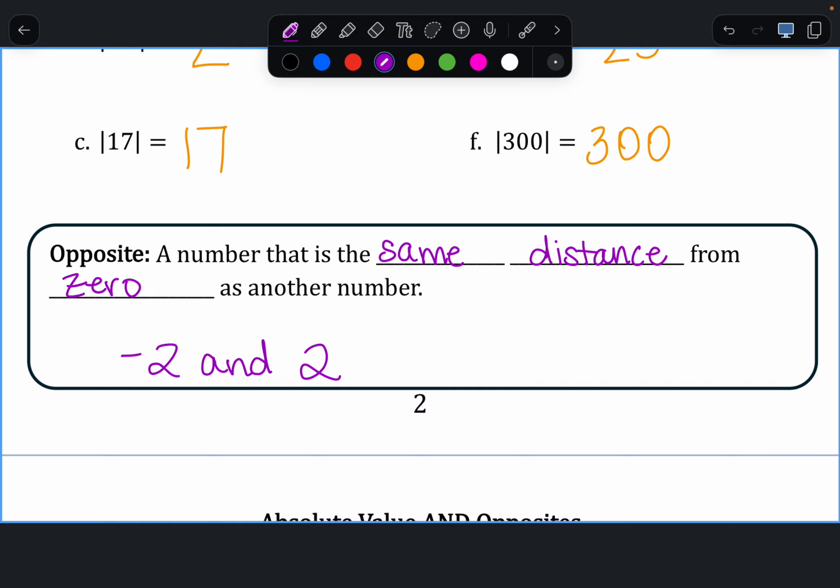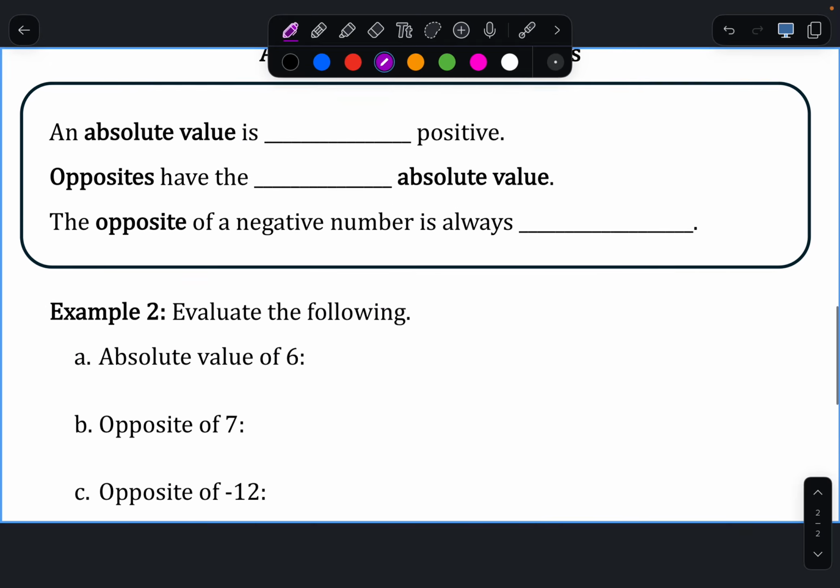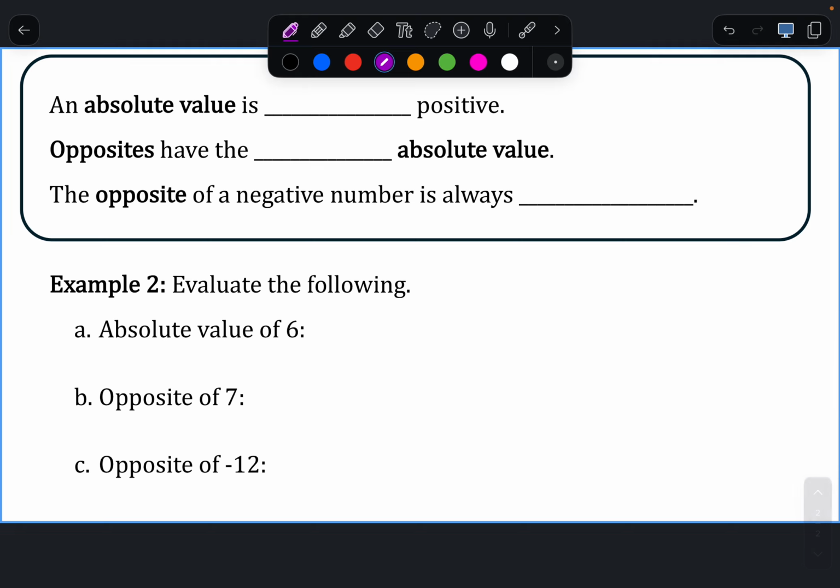Okay, so now we're gonna slide over to page 3. An absolute value is blank positive. Jackson and Mason both know it. Anybody else? Avery. Always. An absolute value is always positive. It's the distance from 0. Okay? Jackson, opposites have the?